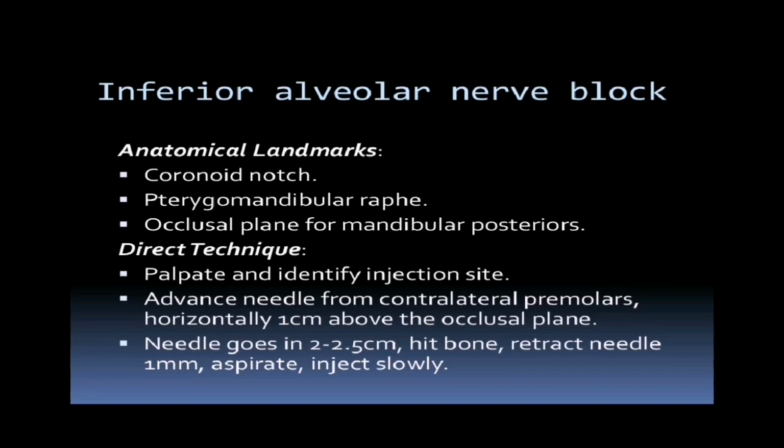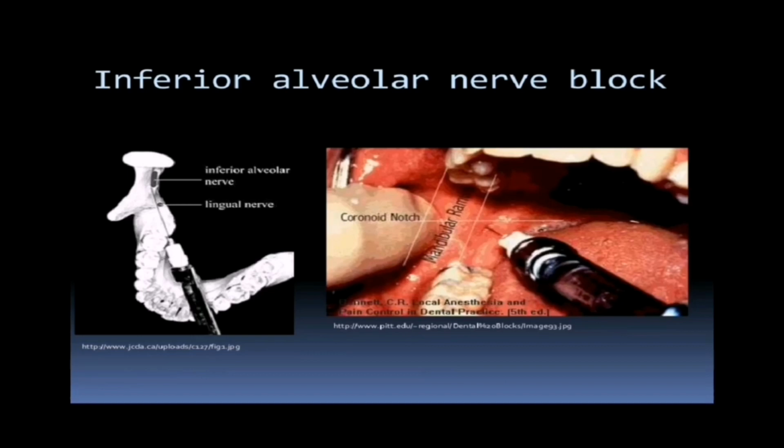Inferior alveolar nerve block. Anatomical landmarks: coronoid notch, pterygomandibular raphe, and the occlusal plane for mandibular posterior teeth. Direct technique: palpate and identify the injection site, advance the needle from the contralateral premolar, horizontally 1 cm above the occlusal plane. The needle goes in about 2.5 cm to reach bone, retract the needle 1 mm, aspirate, and inject slowly.